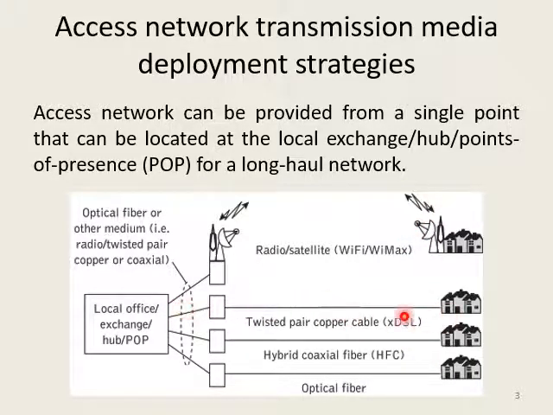There exists an intermediate connection with the help of either optical fiber as a medium or any other particular medium which I need to discuss in this access network. One is HFC, that is hybrid fiber coaxial cable, or DSL, that is digital subscriber line, where twisted pair copper cable is used, or otherwise satellite or Wi-Fi or WiMAX, or the last option is optical fiber, where the access network can also happen through optical fiber.